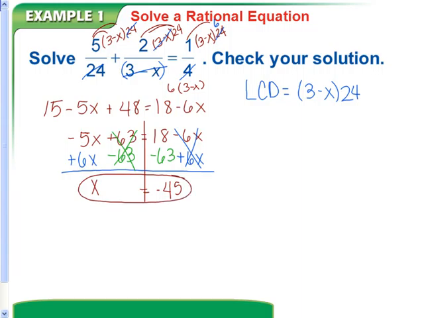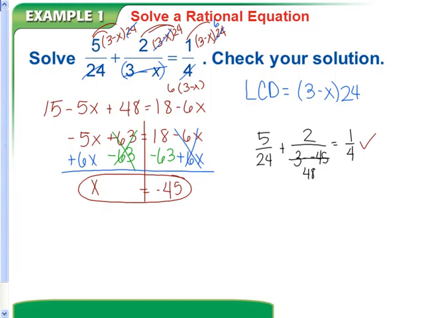Now we got to go back and put it back in the original one to check it. So 5/24 plus 2 over 3 minus negative 45. Does that equal 1/4? All right, well 3 minus negative 45. Minus a negative becomes adding it, so 48. And this time I'm going to just type it in my calculator as 5 divided by 24 plus 2 divided by 48. And it comes up with 0.25. If you press the math key and fraction, it gives you 1/4. Hopefully we know that 0.25 is 1/4. And so we check that. That is the correct answer.